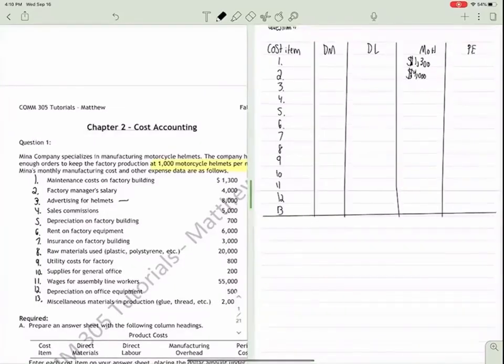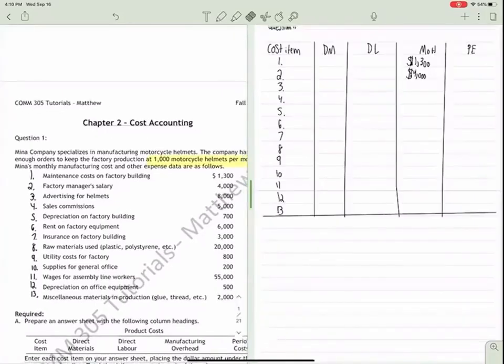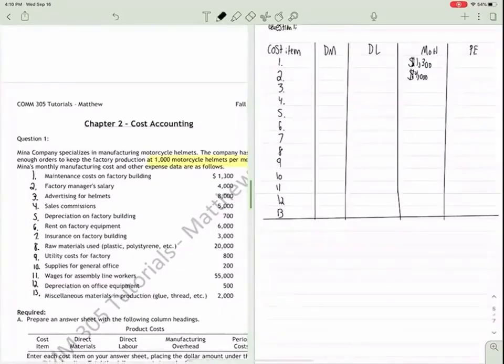Number 3, advertising for helmets. Is this a product cost or a period cost? What do you guys think? Product or period? Advertising for helmets. Is it producing or selling? Good. I see a lot of period costs there. That is 100% right. If you're advertising the helmet, that has nothing to do with production. You advertise to get the product sold. Therefore, it is a period cost. So we put it in the period cost heading.